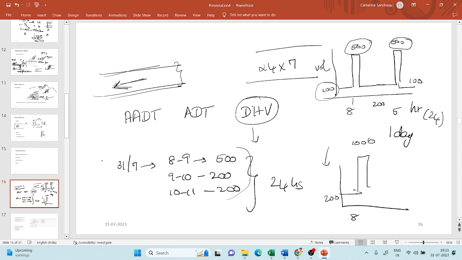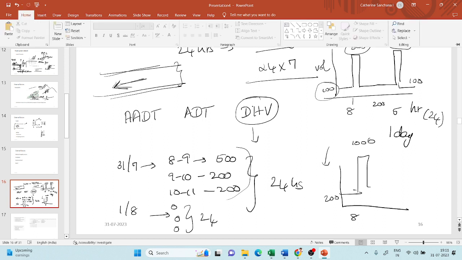In the same way, this is for 31st July. Now for 8th August also, I will do the same. So for 24 hours, I will know what is the traffic that is coming onto the pavement for each hour. Now like that, I will have this 24 hours of traffic for 365 days. For all the 365 days, I'm going to have traffic volume count.